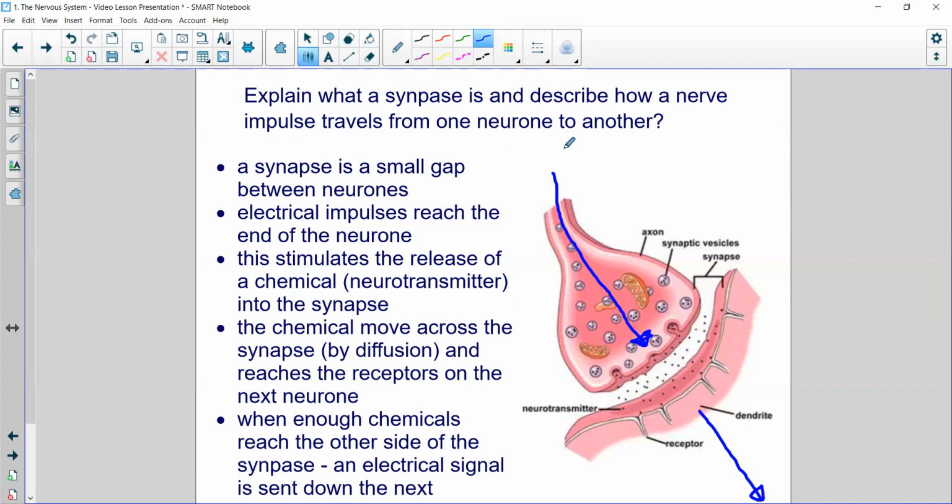You should now hopefully be able to describe what a synapse is, the gap between neurons, and you should also be able to explain how the impulse travels from one to the other. You need to mention these chemical messengers, these neurotransmitters, and how they would diffuse across the gap. If you need to, pause, take some notes on that, and when you're ready, you can move on.